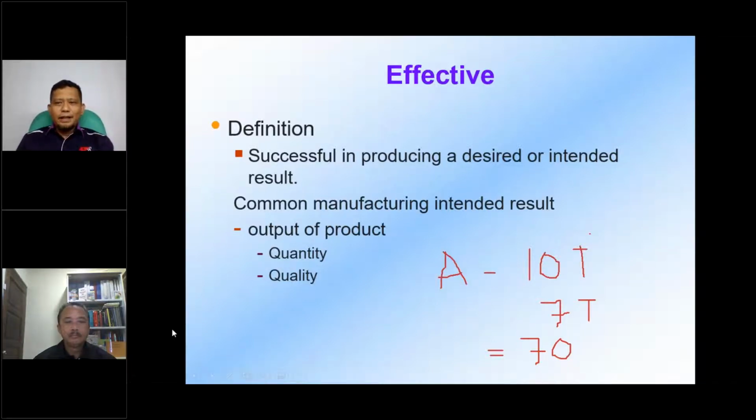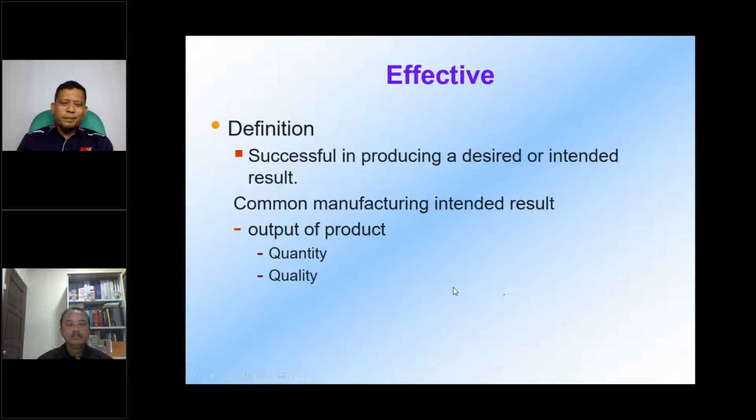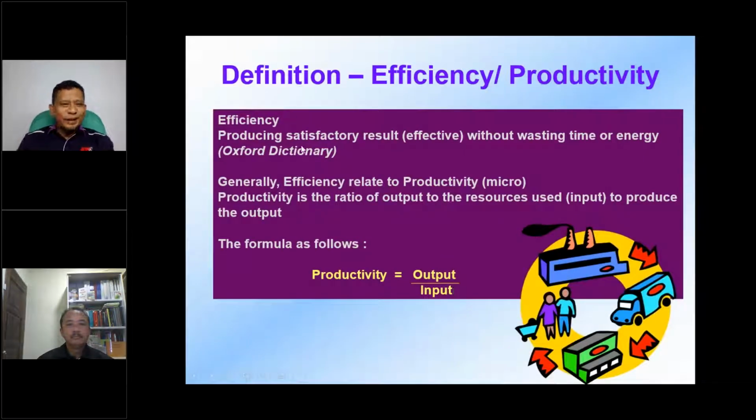First of all, let's look at the definition of efficiency. This one I take from the Oxford Dictionary. It says that efficiency is producing a satisfactory result, meaning effective. It's supposed to produce 10 tons, and it produces 10 tons per day, but without wasting time or energy. In other words, it's the term optimum. It means they don't waste resources.